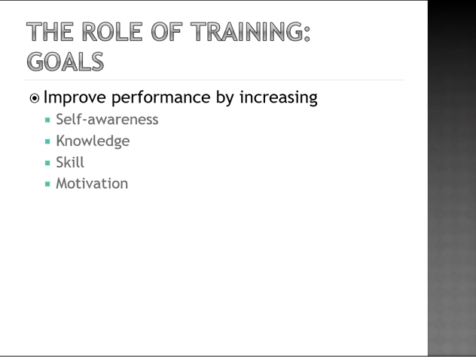The role of training: goals. Well, the role of training and establishing goals is very important. We want to improve performance, and basically training helps us do this by doing the following: increasing self-awareness, knowledge, skill, and motivation. So by having some impact in these areas, we can see some improvements in performance, and training can help us to address those.